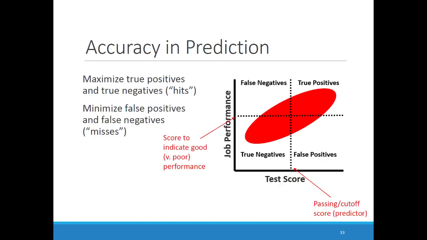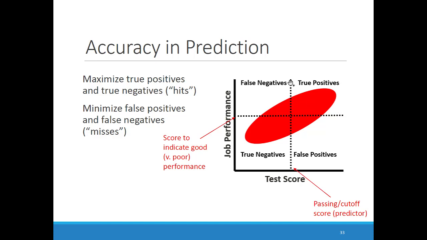Let's take a look at the graph on slide 33. So you can see on this graph, on the x-axis, this represents test scores, ranging from low on the left-hand side to higher as you go toward the right-hand side, and also scores on job performance. So you could imagine low scores being at the bottom and job performance going up as you go up toward the top.